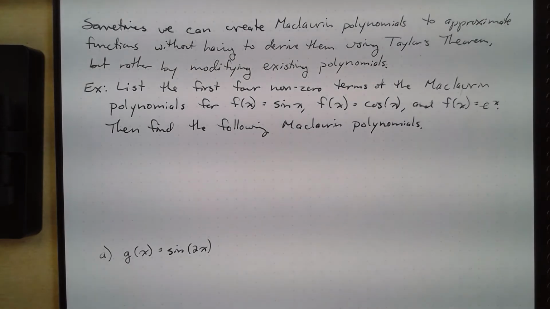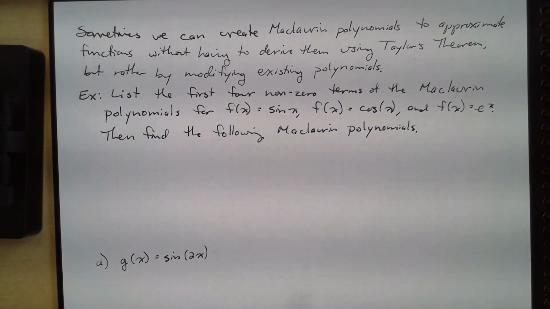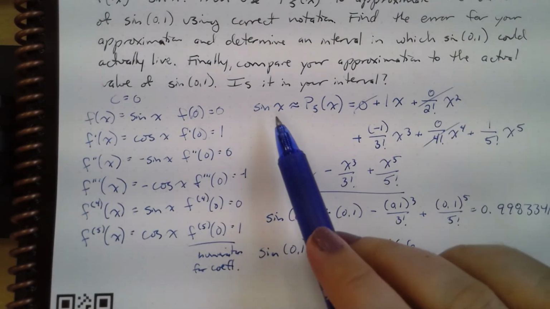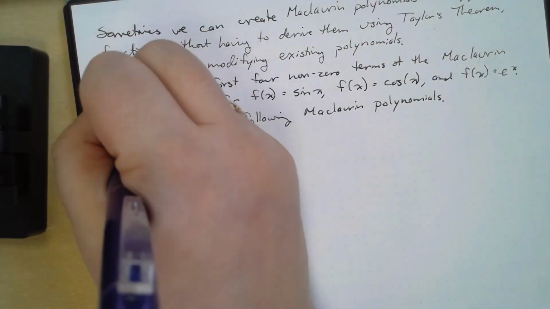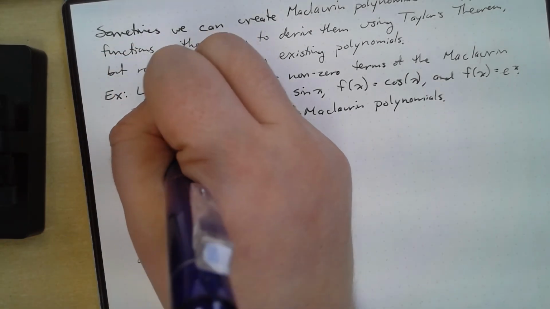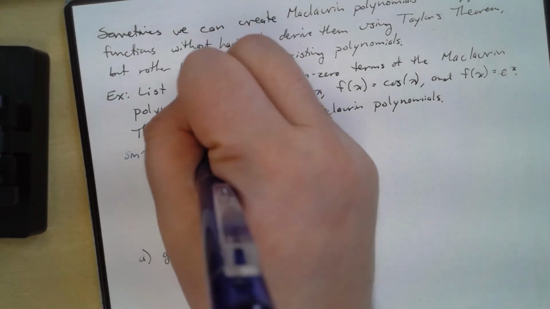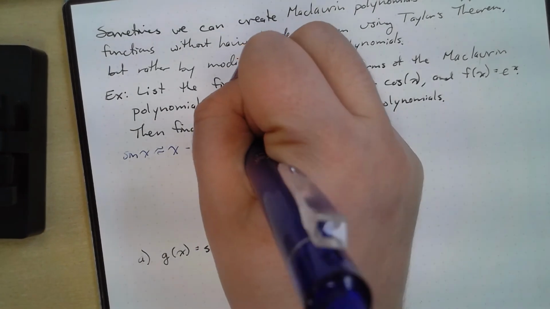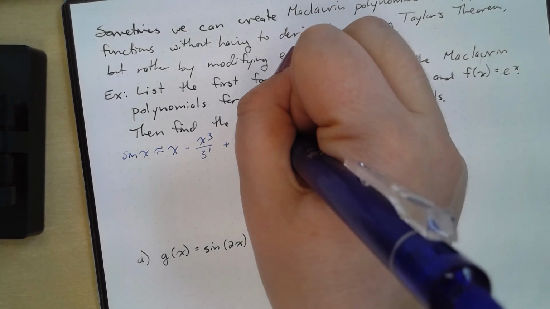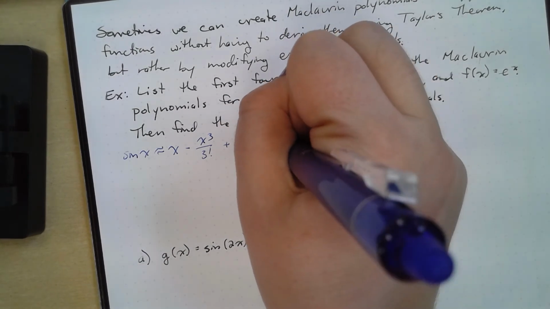Well, guess what? We've actually already found sine of x a few pages ago. Where is it at? That was the first page. We actually found the approximation for sine of x. We already did that, so I'm just going to write that down. So sine of x is approximately x minus x cubed over 3 factorial plus x to the 5th over 5 factorial minus x to the 7th over 7 factorial.